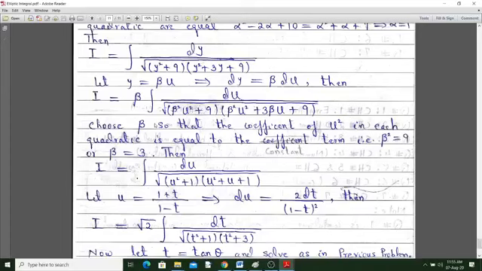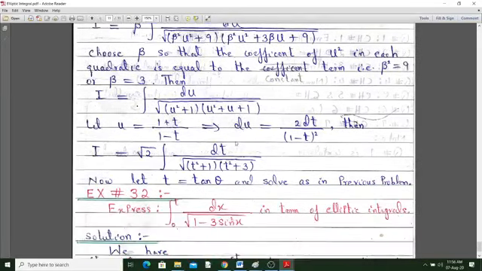Now in order to determine the value of beta, we assume that the coefficient of the quadratic term and the constant term should be equal. I repeat, in order to determine the value of beta, we assume that the coefficient of u square, the quadratic term, is equal to the constant term. The coefficient of u square in both expressions is beta square, and the constant term in both expressions is 9. So we equate beta square is equal to 9, and this means beta is equal to 3. So just put beta is equal to 3 in this expression, and we get this expression.